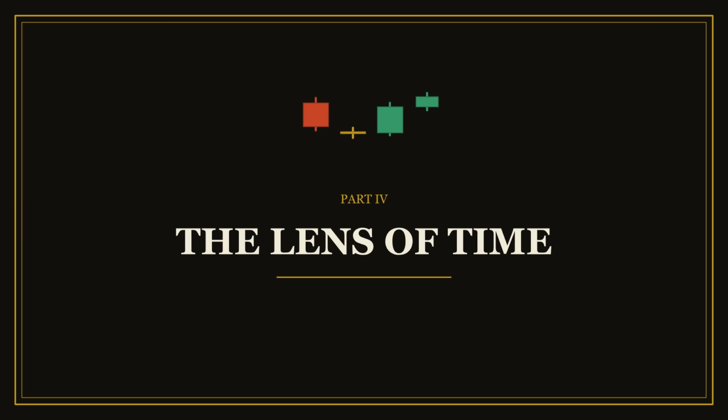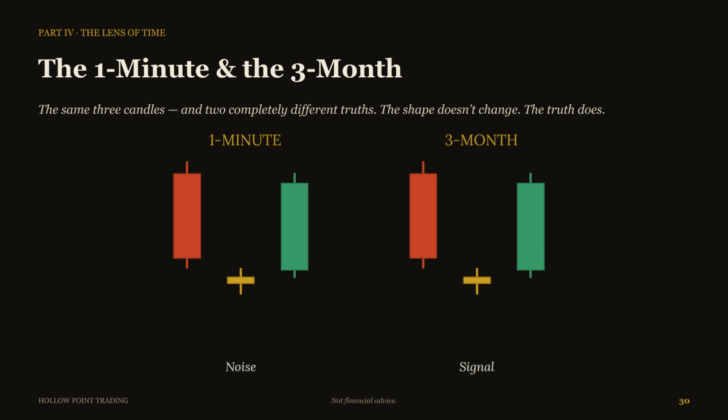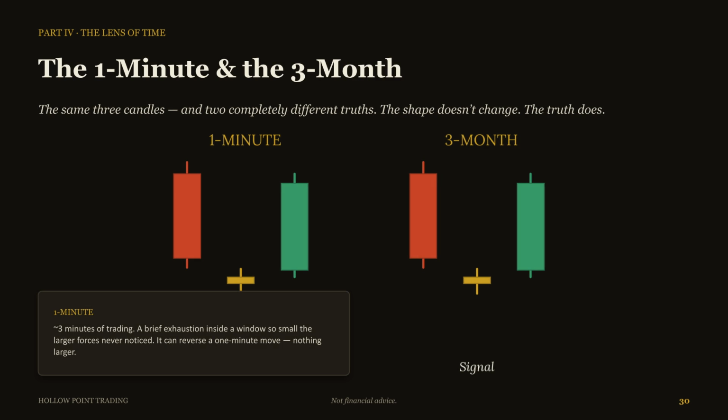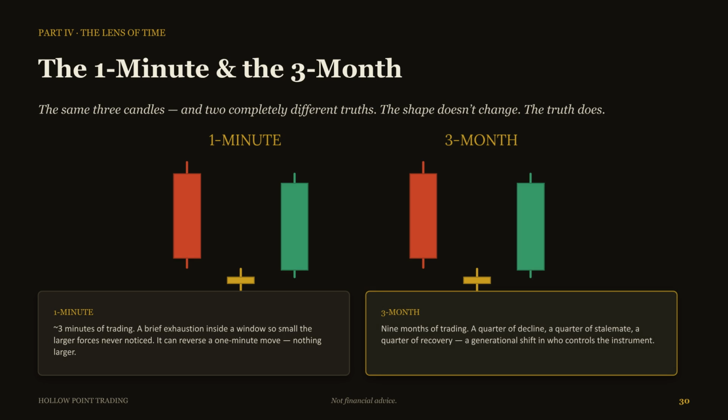Part 4 is the lens of time, which explores how the same shape read on different timeframes tells different truths. A 1-minute morning star is a brief exhaustion that reverses a small move. A 3-month morning star represents a 9-month shift in control, capable of reversing a generational move. The shape remains the same, but the truth changes with the time frame. Markets are fractal. The same structures repeat at every scale.